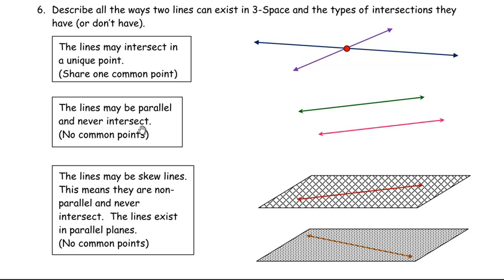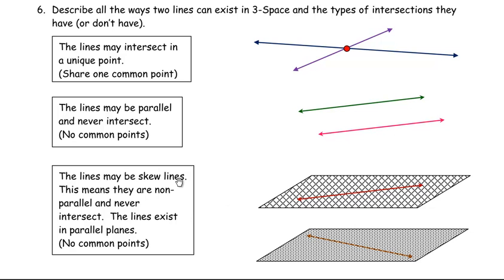They could also be parallel and never intersect. Parallel and distinct lines, distinct meaning they're different, kind of like 2 railroads. If you look at a railway, the 2 rails go in one direction, then the other, the same distance apart everywhere. So that's an example of 2 parallel lines that never ever intersect.